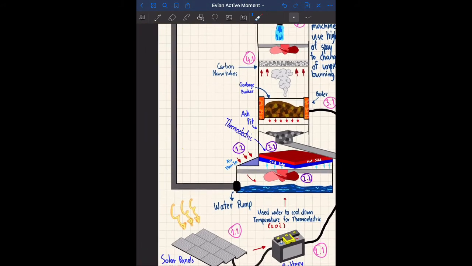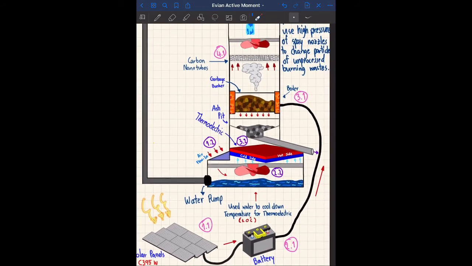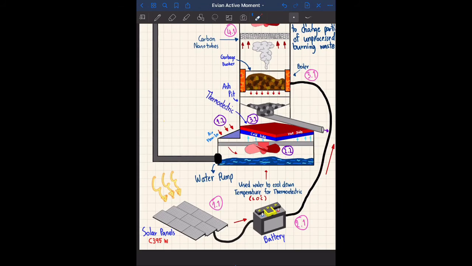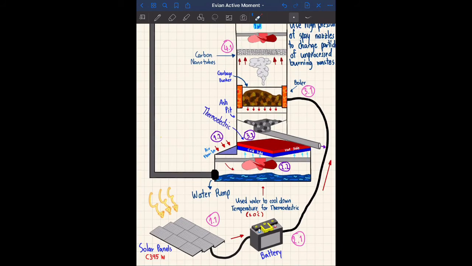The 2.2, which is the blowers: the thermoelectric contains two sides, the hot side and the cold side. The cold side has to be close to 0 degrees Celsius, which the blower and the water from the water pump will help to reduce the temperature to.